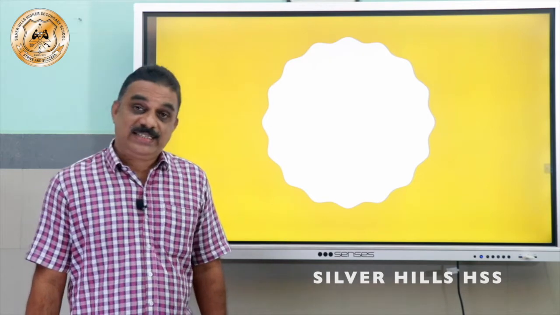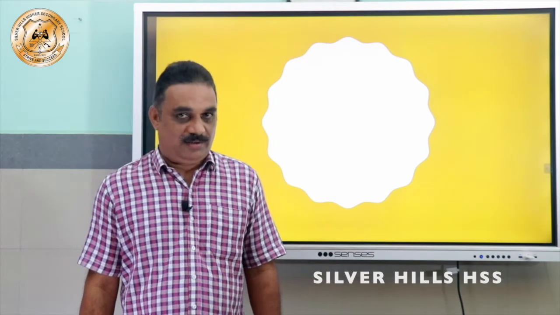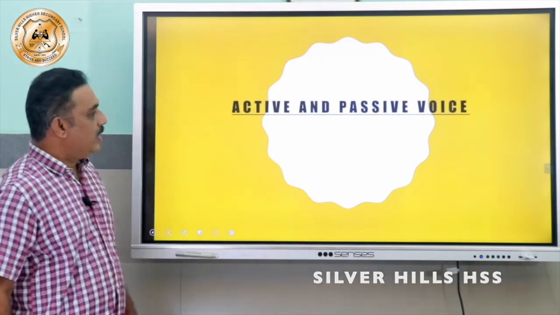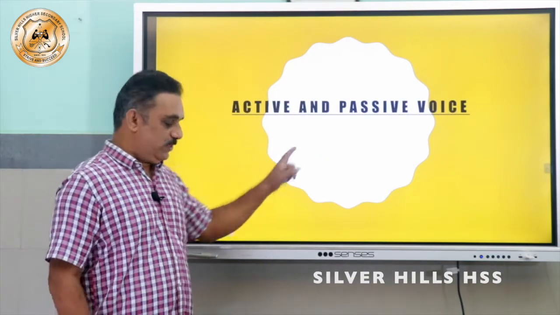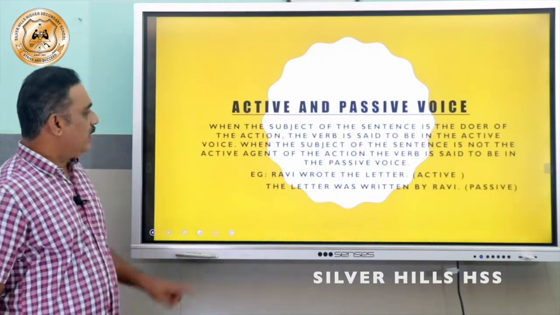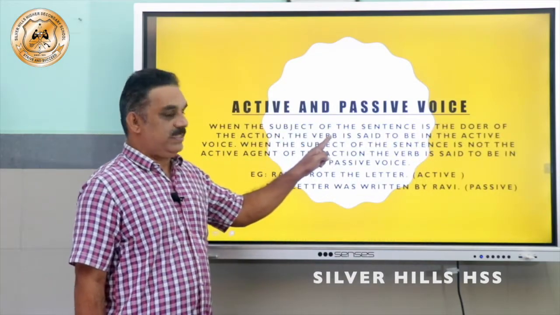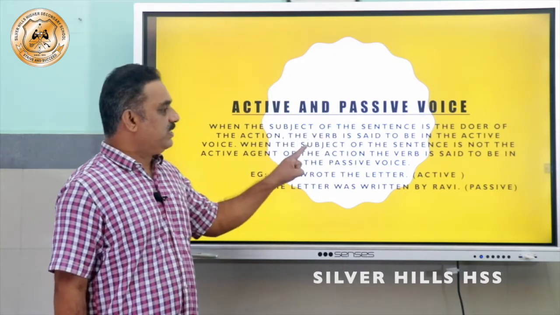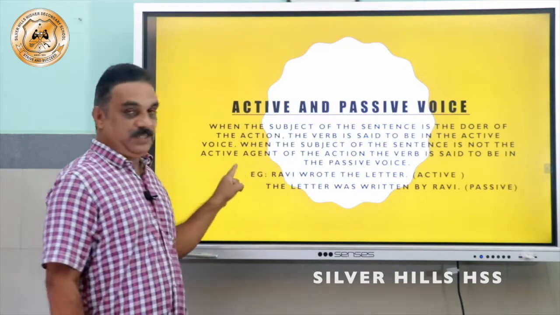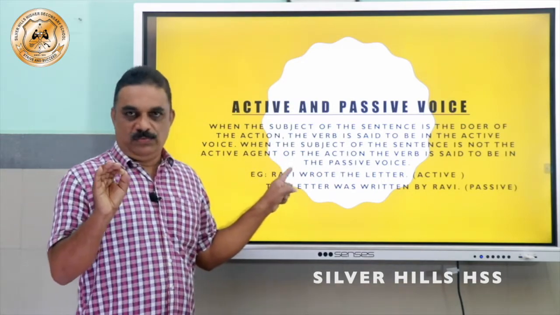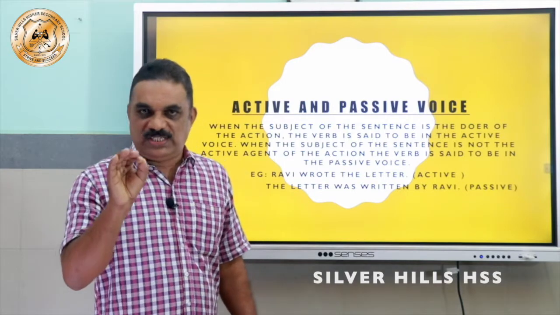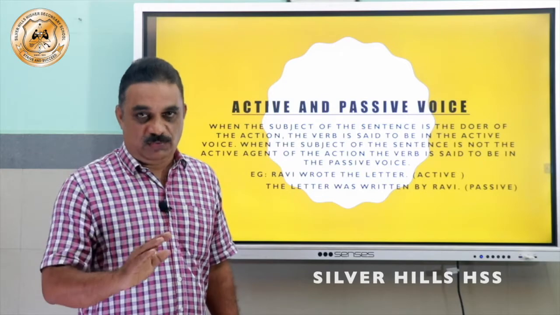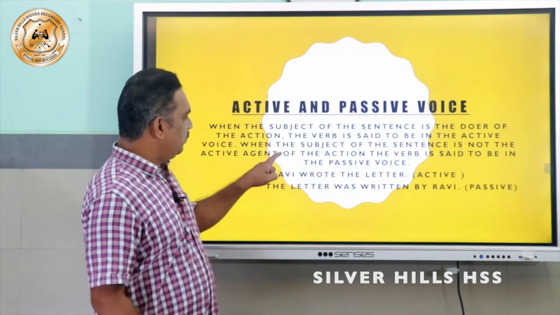First, let us see what they are: active voice and passive voice. When the subject of the sentence is the doer of the action, the verb is said to be in the active voice. When we give more importance to the subject of the action, it is said to be in the active voice. Then what is next?